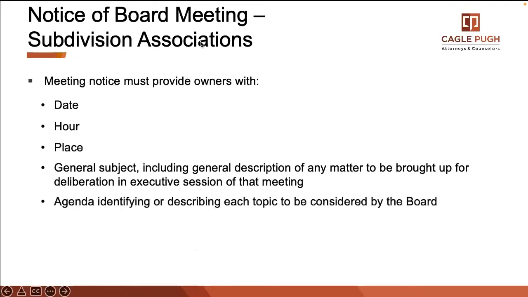For subdivision associations, you have to provide notice of every single board meeting that you have. You've got to provide owners with the date, the time, the place, and the general subject of any matter that's going to be brought up for board discussion. You've got to provide that in certain ways.